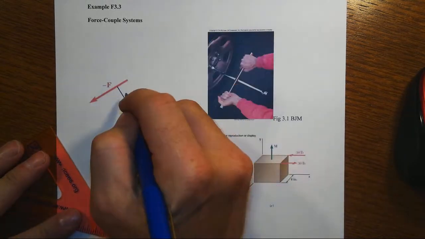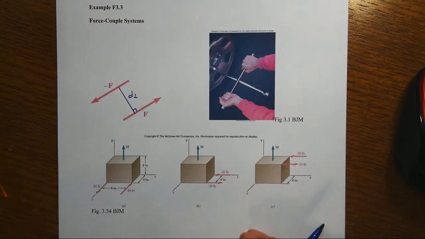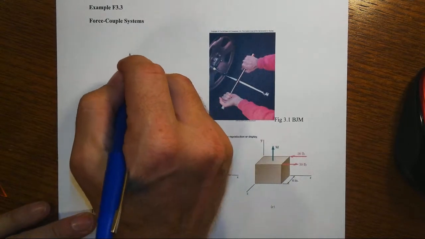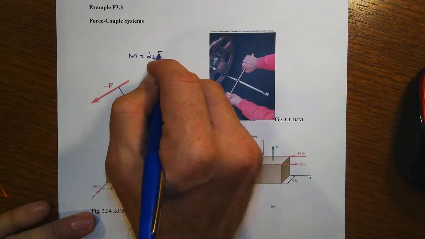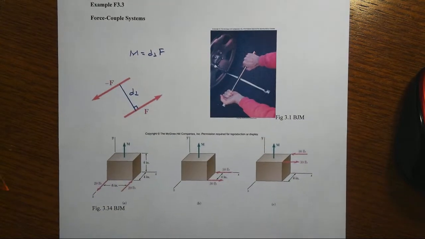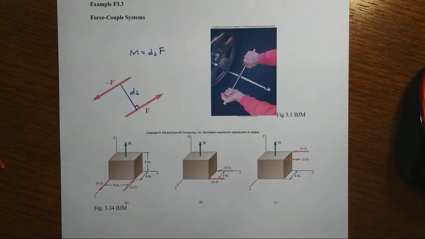Then, in that case, there's going to be a rotational effect, and so you get a pure moment that is purely this perpendicular distance times this force. This is how external moments get applied to a system.